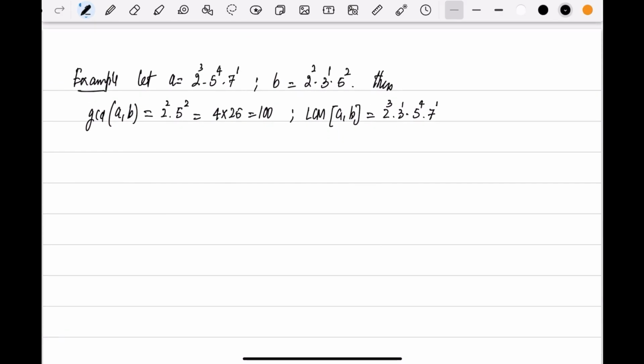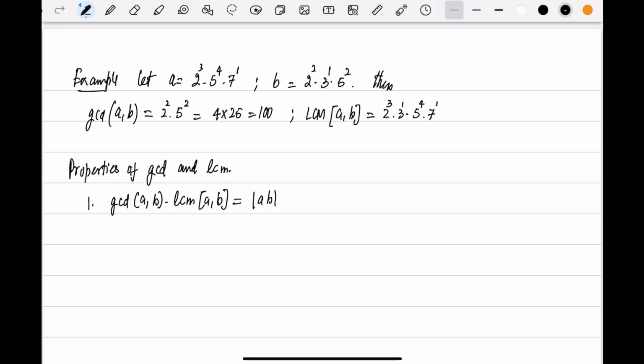Okay, now let's take up some more properties of LCM and GCD. Let's list the first property: GCD of A comma B into LCM of A comma B. This product is always equal to modulus of AB. Why do we take modulus of AB? Because GCD is positive and LCM is also positive, so this product has to be positive.